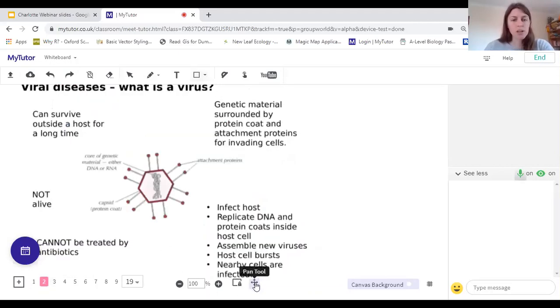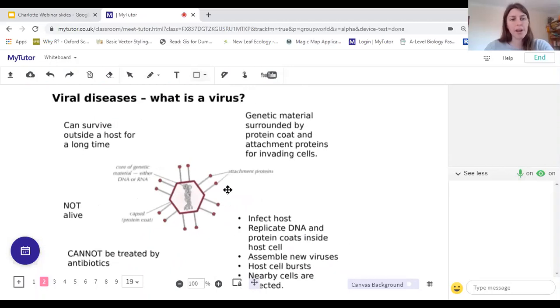Okay, so we're going to start with viruses. There are 4 different types of pathogen: bacteria, virus, fungi, and protists. We're going to work through each one of those in this session. We're going to start with viruses. So we'll run through this and then we'll stop for quick questions about viruses.